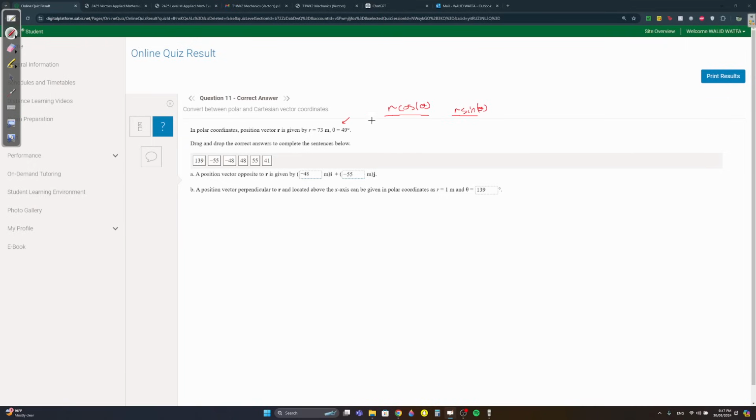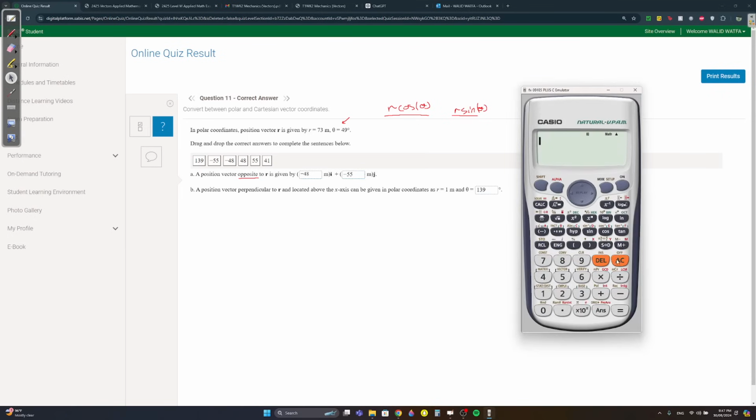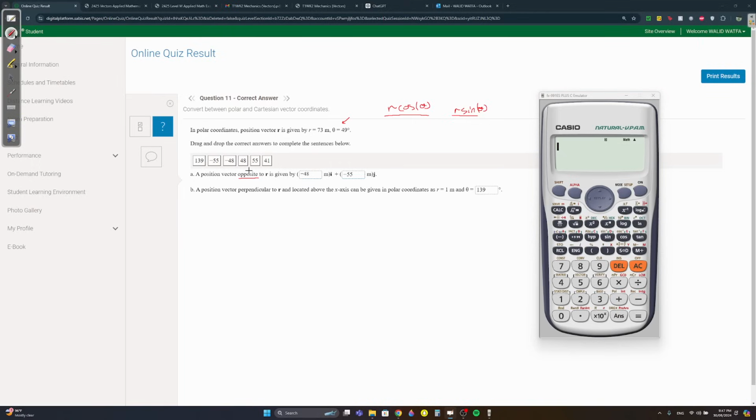Okay, here's an important note. They said opposite. What does opposite mean? Let me see if it works: 73 cosine negative 49. Yes, it doesn't work. You have to use this way. If they tell you opposite, you add 180 to the angle.